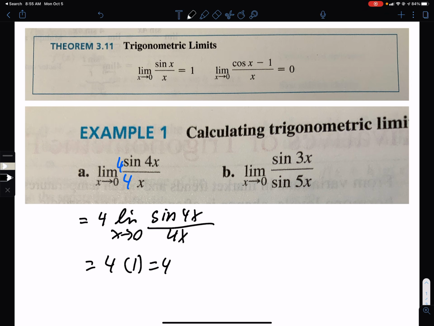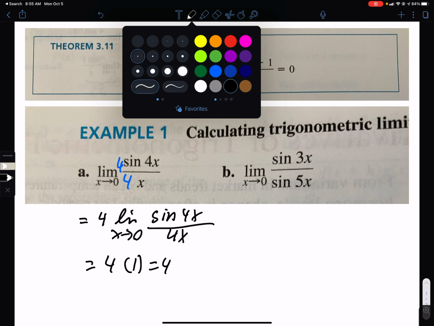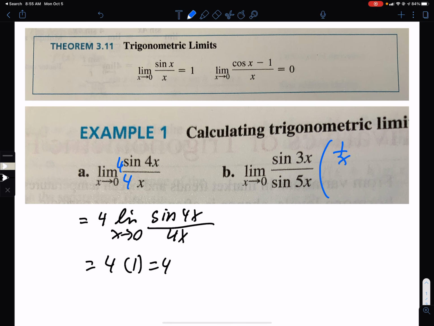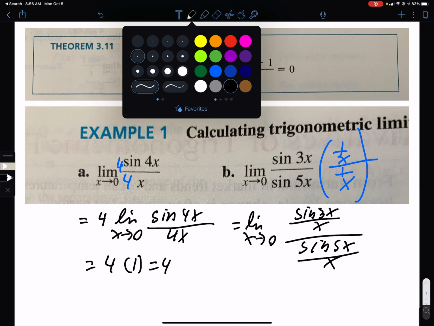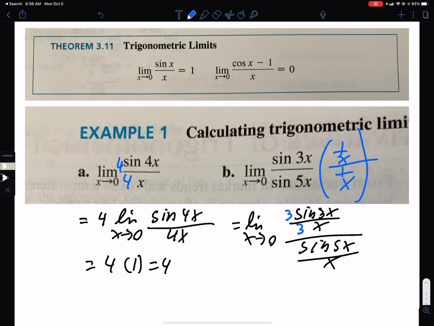Now the second one's a little trickier because you need x's on the bottom, and there aren't any x's. Guess what the secret is? Multiply by 1. There is my 1, and that will result in this. It's going to be sine 3x over x, sine 5x over x. But then you realize I need a 3 here and I need a 5 there, and you all should know how to get it. We're going to multiply by 1.